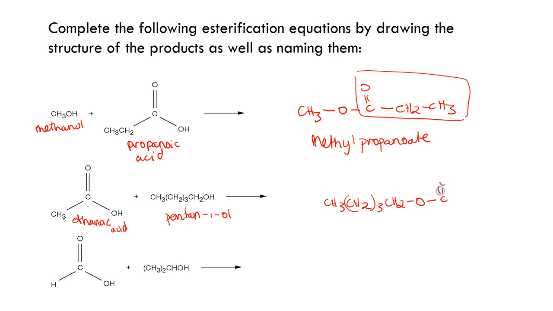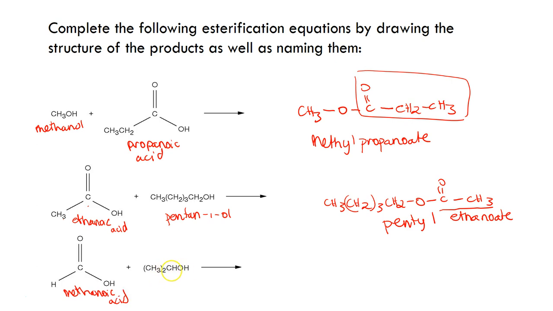Okay, so now it's pentanol that this has come from, so it's going to be CH3, CH2, CH2, CH2, CH2O, C double bond O, CH3. So this is ethanoate, and this will be 3, 4, 5 pentyl. So pentyl ethanoate.